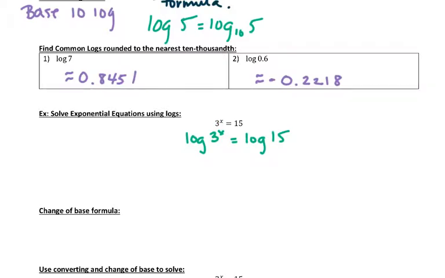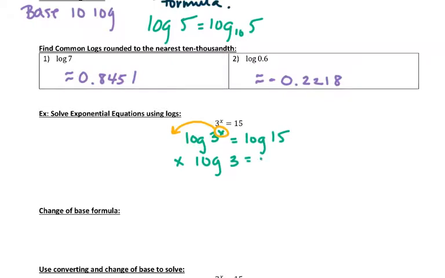The reason we're doing this is because that exponent can drop out front, from that property that we learned in 8.5. So what this actually becomes is x times log base 10 of 3.